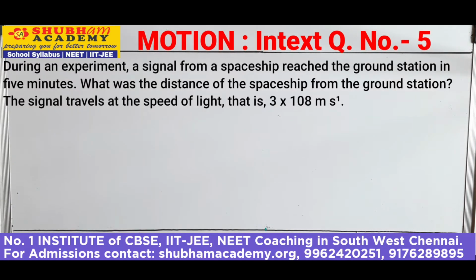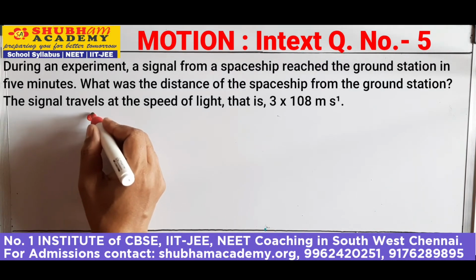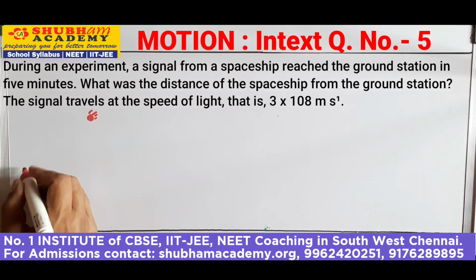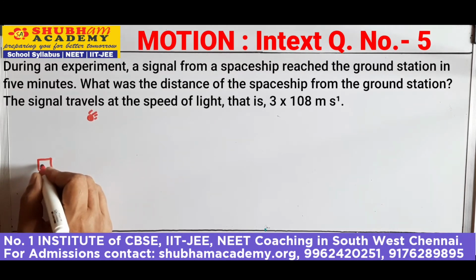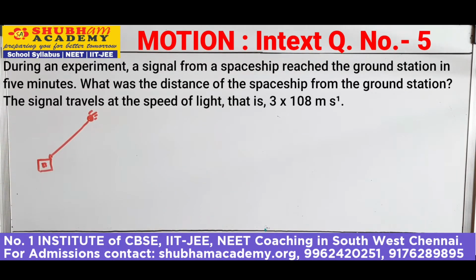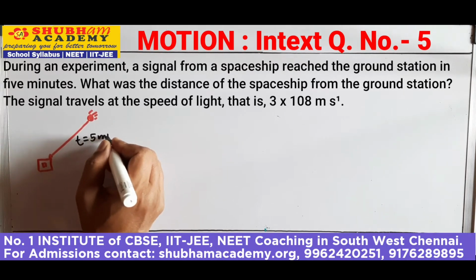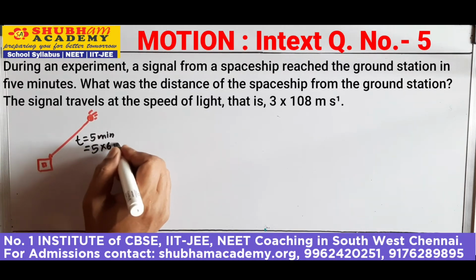Okay. So next question. The question says, during an experiment, a signal from the spaceship reached the ground station in 5 minutes. What was the distance of the spaceship from the ground station? The signal travels with the speed of light, that is 3 into 10 power 8 meter per second, right? Suppose the spaceship is here at this particular position, and the ground station is here. A signal is coming from the spaceship to the ground station, and it takes 5 minutes. So t is equal to 5 minutes, that is 5 into 60 seconds.